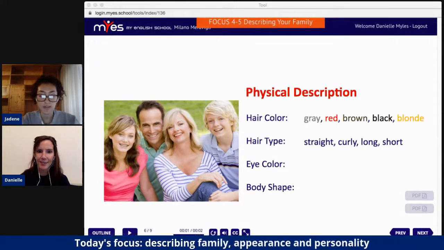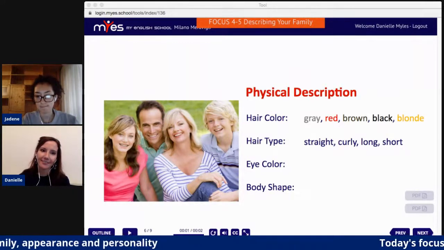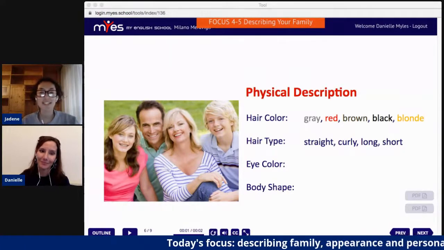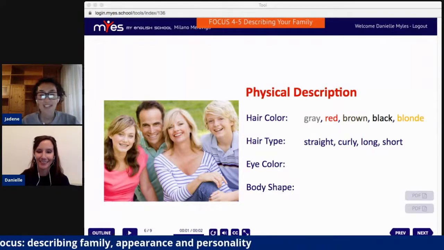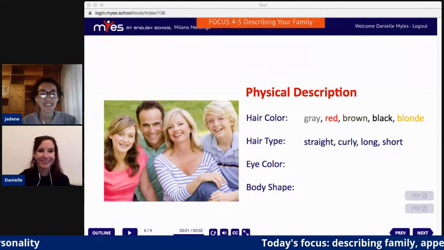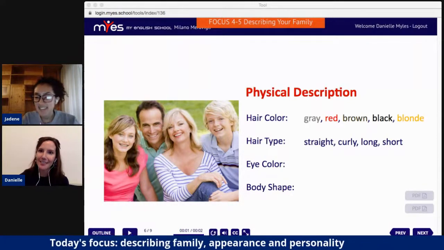Okay, guys, next one, eye color. What color are your eyes, Jadene? Again, my eyes are brown, very dark brown. Yeah, mine as well, probably not very interesting. No, neither are mine. Mine are very dark brown as well, nearly black. Okay, what about you guys? What color are your eyes?